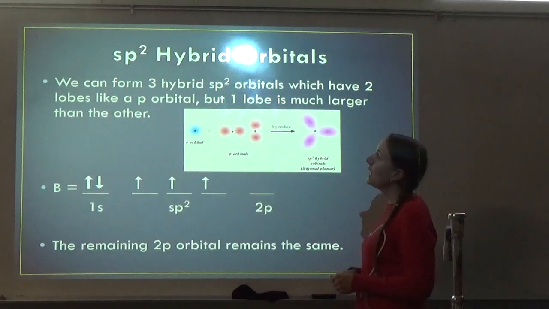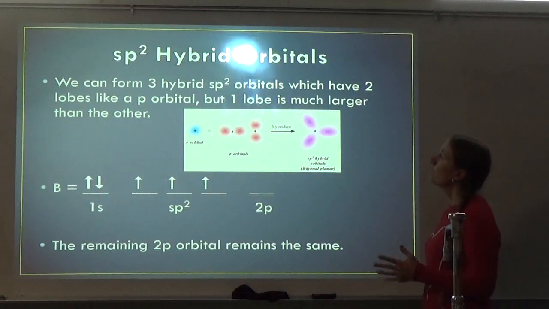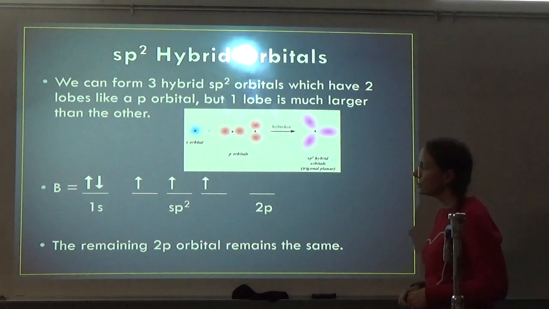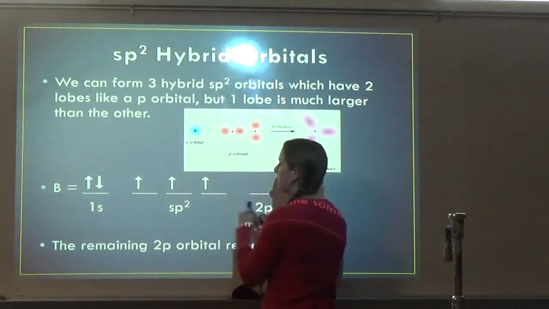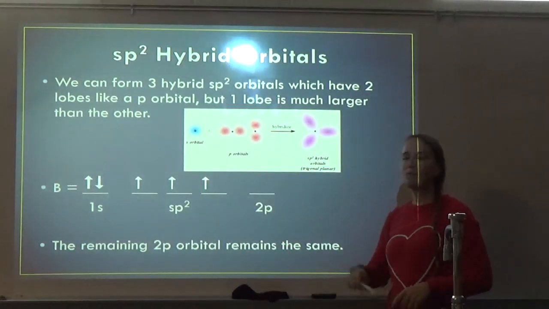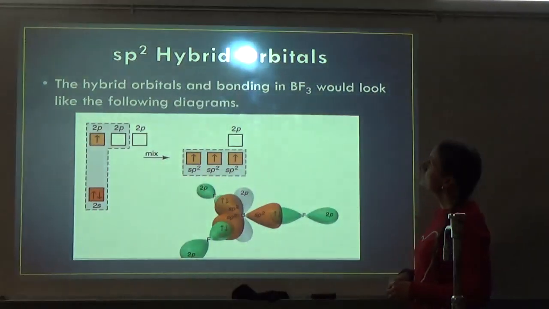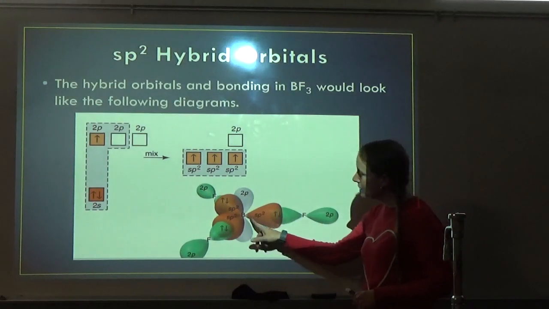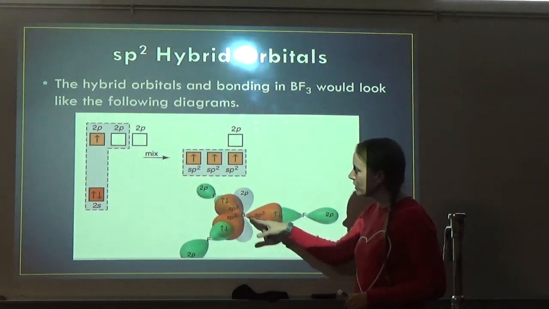So we can form three hybrid sp2 orbitals, which have two lobes like a p orbital, but one lobe is much larger than the other. And so again, these are all three going to point in different directions. So see, now if we change those to sp2, because it's made of one s and two p, then that allows for us to make a bond for each of them. And then we still have that 2p remaining as just a 2p orbital. So the hybrid orbitals and bonding in BF3 would look like the following diagrams. Okay, so again, there's our hybrid sp2 orbitals, but then we still have that remaining 2p orbital that just stays the same.